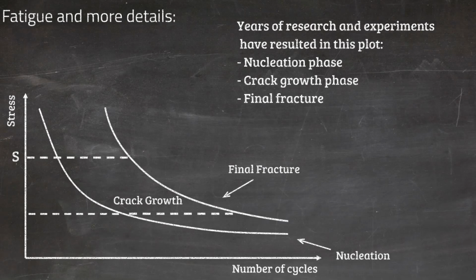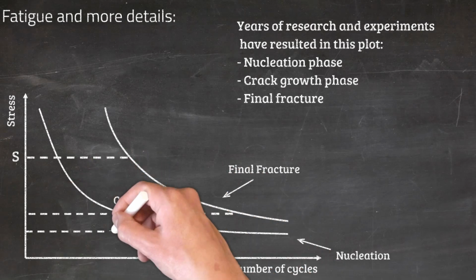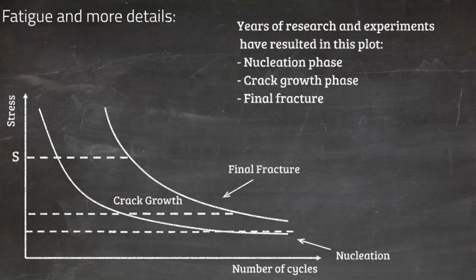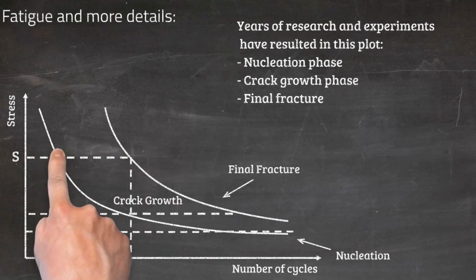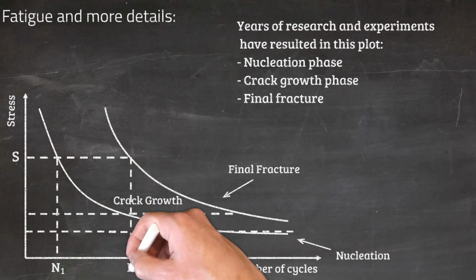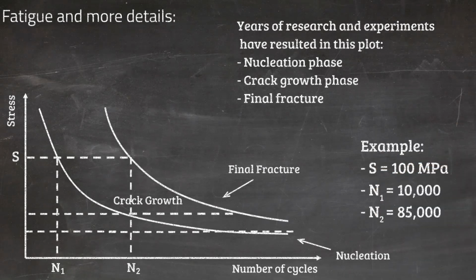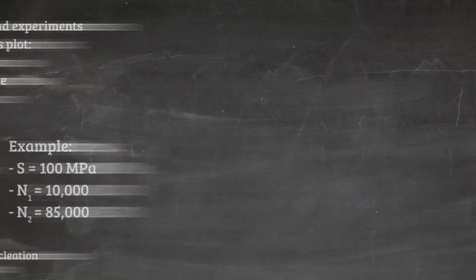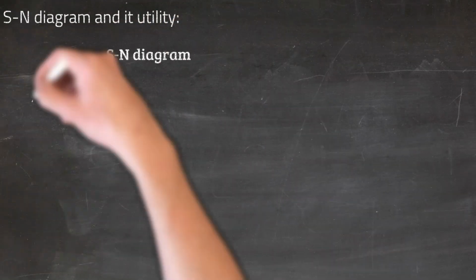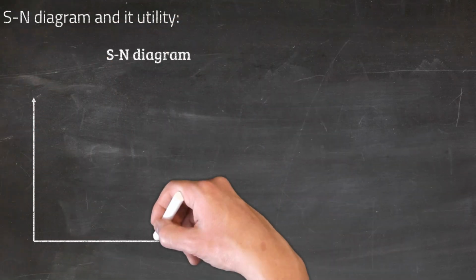Note that it is also possible that the microcrack would never grow enough at lower levels of stress to cause a failure. Just as an example, it might take a material 10,000 cycles to form a microcrack. It would take another 75,000 cycles or a total of 85,000 cycles for the material to fail at a stress level of 100 megapascals.